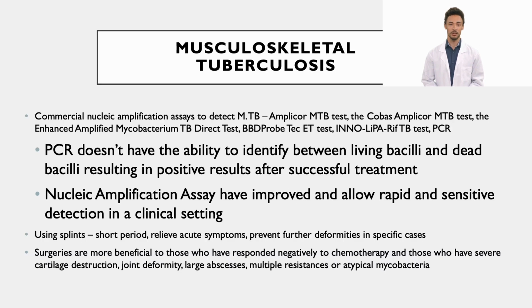Testing for TB involves commercial nucleic amplification assays like the Amplicor MTB test, the Cobas Amplicor MTB test, and the Enhanced Amplified Mycobacterium TB Direct test, among others. However, these methods, including PCR, may identify both living and dead bacilli, potentially resulting in positive results even after successful treatment. Fortunately, nucleic amplification assays have improved and now offer rapid and sensitive detection in clinical settings.